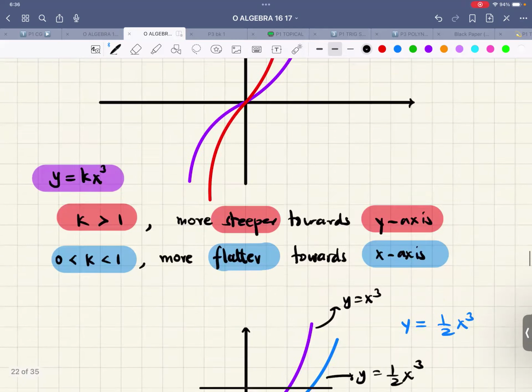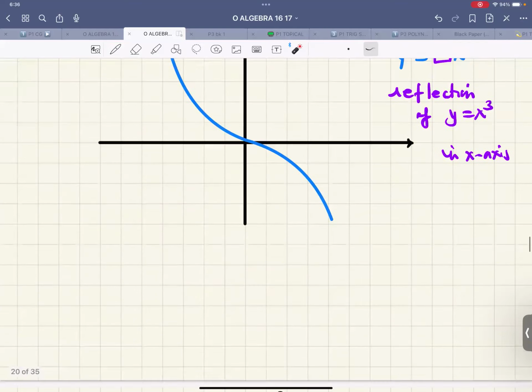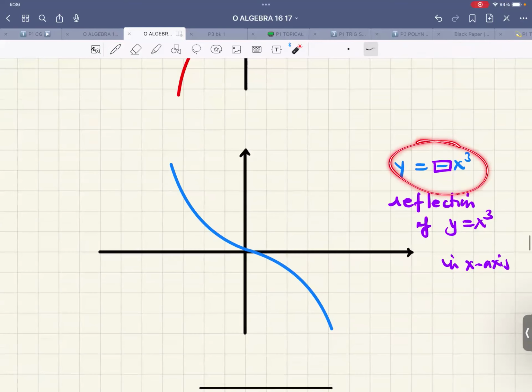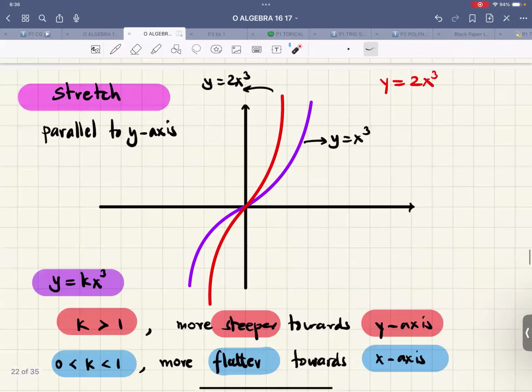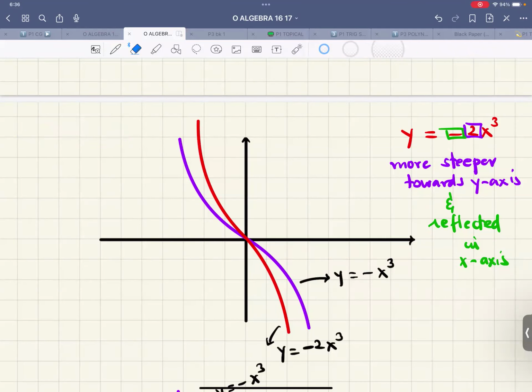you can compare it with y is equals to 2x cube, or you can just compare it with y is equals to negative x cube. So let me just compare it with y is equals to negative x cube. So hold for a second. What I'll do is let me write over here y is equals to k multiplied with negative x cube. Now over here, this k is this 2.